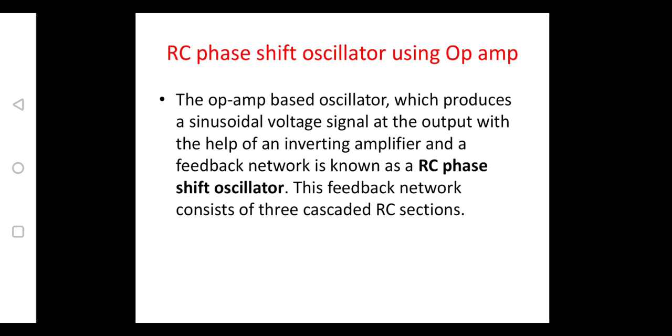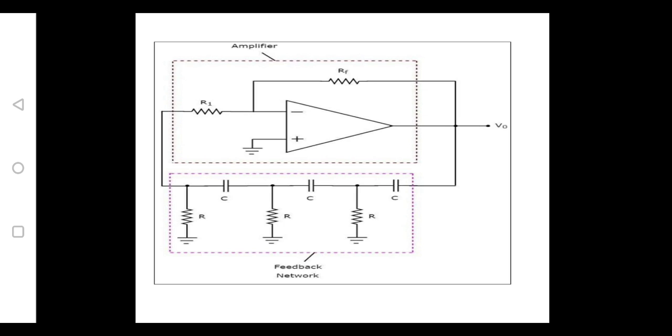The first type of oscillator using an op-amp is the RC phase shift oscillator, which produces a sine wave of a voltage swing which will vary between an inverting amplifier and a feedback network. So here, this is the block diagram of an RC phase shift oscillator.